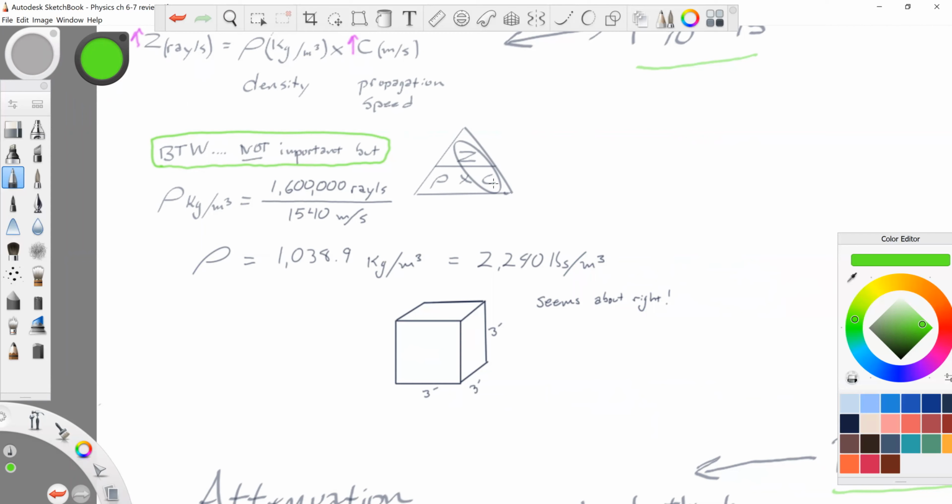So I did that. I took 1.6 million rayls, which is about average for soft tissue. I divided that by the speed of sound in meters per second. And I got 1,038 or 1,039 kilograms per meter cubed, which is about 2,290 pounds per meter cubed. I went to a website to find the conversion on that. This seems about right. So what does that mean?